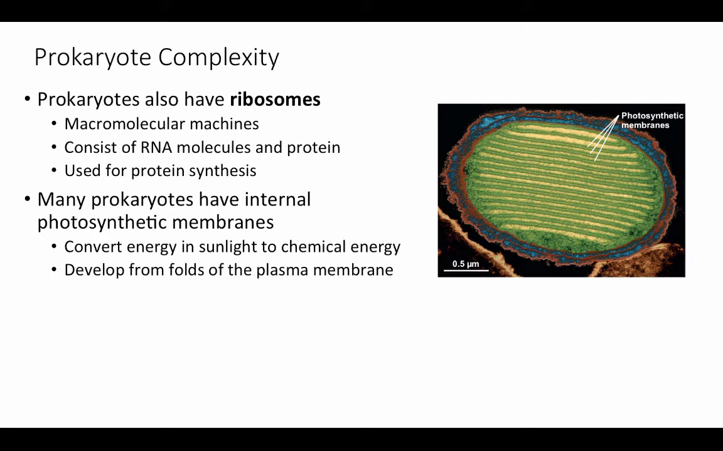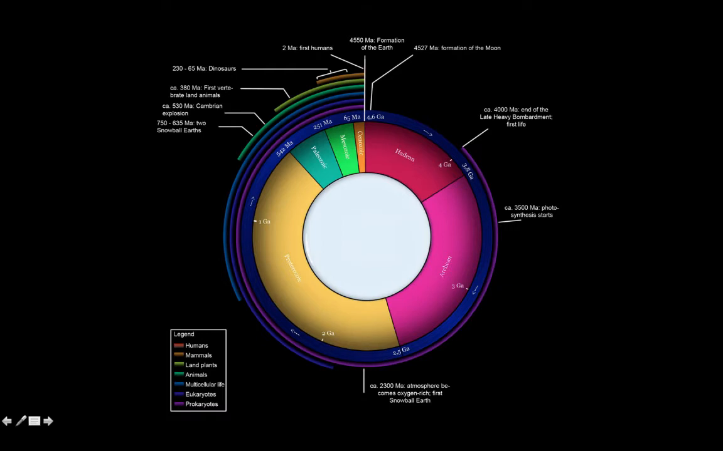So these are not chloroplasts. These are membranes within the cell, folds of membranes that increase the surface area for collecting sunlight to conduct photosynthesis. They develop from folds of the plasma membrane, so they're going to be continuous with this outer plasma membrane, and they're going to have green chlorophyll to conduct photosynthesis. And so this is really important in the history of life.